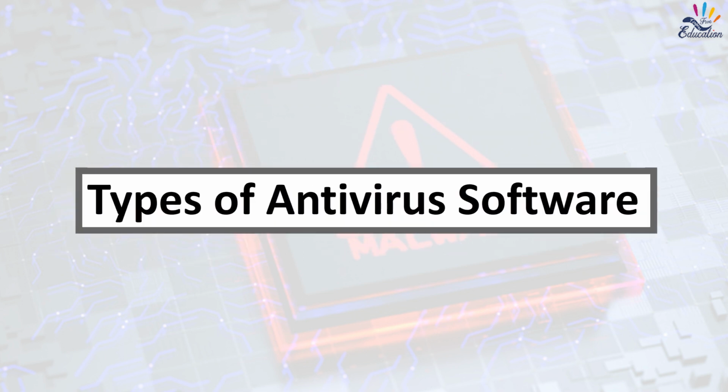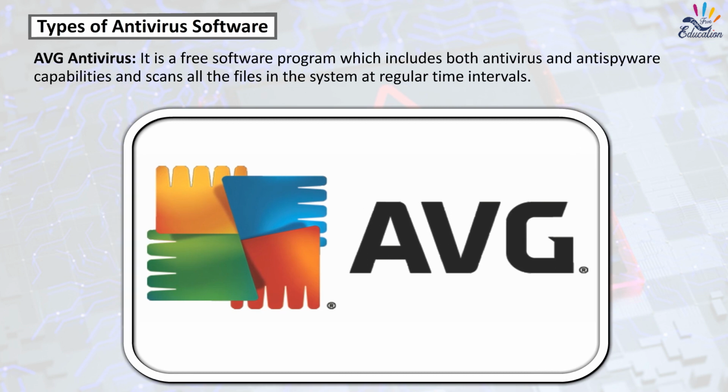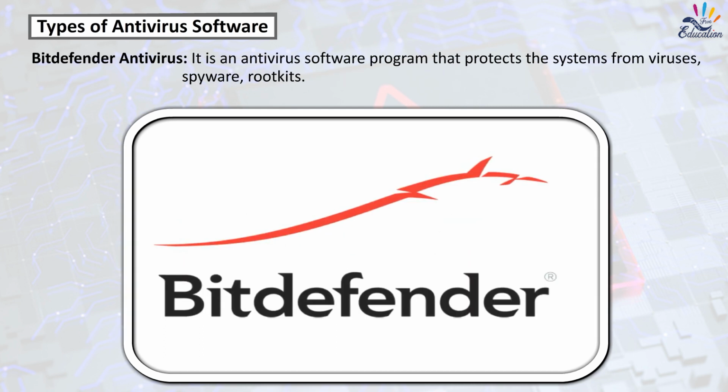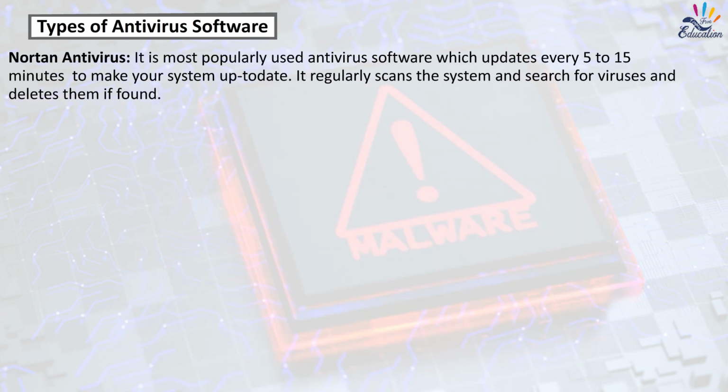Types of antivirus software. AVG antivirus. It is a free software program which includes both antivirus and anti-spyware capabilities and scans all the files in the system at regular time intervals. McAfee antivirus. It is another popularly used antivirus program which protects your computer from viruses and spyware. It also includes a firewall to prevent hacker attacks on the system. Bitdefender antivirus. It is an antivirus software program that protects systems from viruses, spyware, and rootkits.